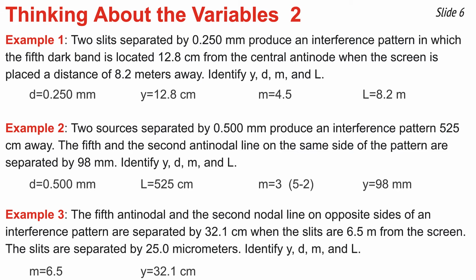When the slits are 6.5 meters from the screen, so 6.5 meters is the distance from slits to screen, that's L. And finally, the slits are separated by 25.0 micrometers. That's the value of D, 25.0 micrometers, and that's how you write the symbol for it.